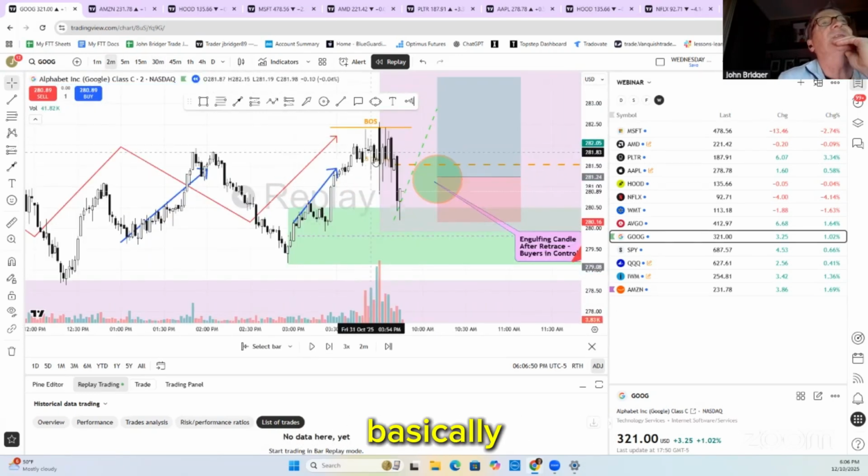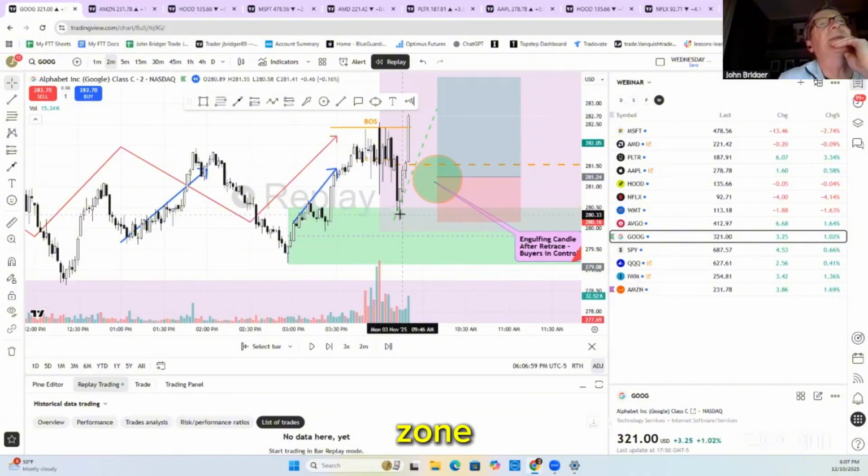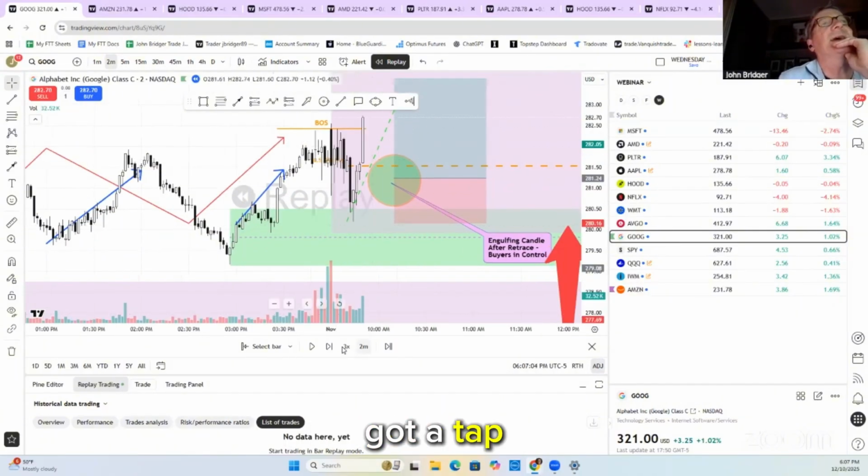I'm going to go to the 2-minute time frame. Basically, you got this gap up, closed above these highs here, creating your breaker structure. Got a tap of that demand zone. There's your break right there, your breaker structure, and you got a tap of the demand.